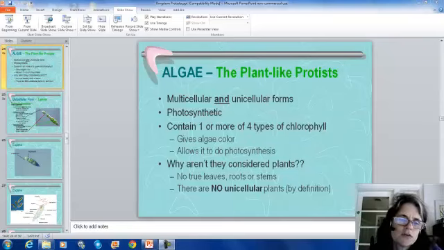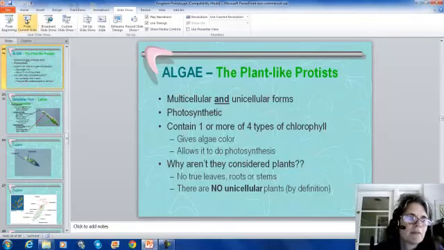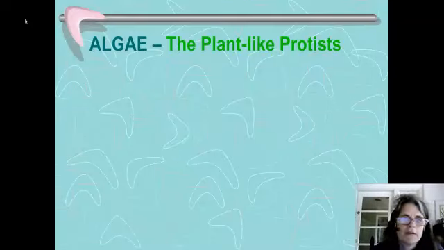All right, welcome to Protista Part Dos. We are now looking at the plant-like protists, and the name given to that group is the algae. Okay, that is probably the term we are more familiar with. So, remember, these are plant-like. They are not true plants.